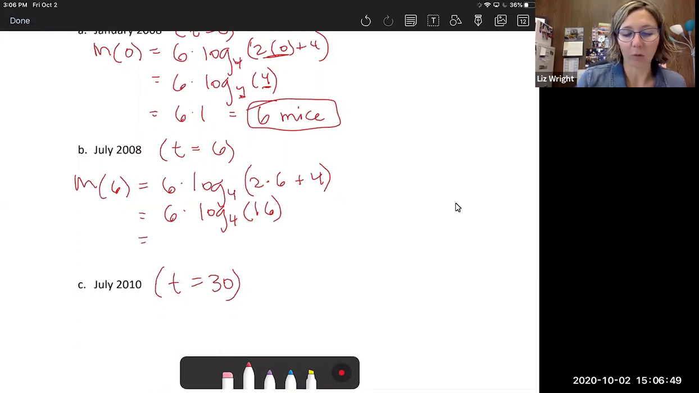So 4 to the what power is going to give us 16? That's the question this is asking. 2. 6 times 2. And that's going to equal 12. 12 mice.